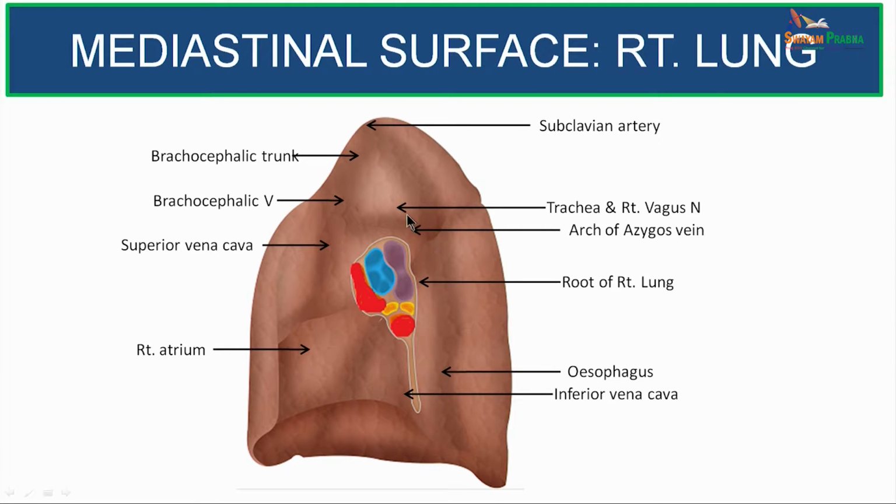Now, above the arch of the hilum, there is an impression which is formed by the arch of the azygos vein as it proceeds to open into the superior vena cava. And just above this arch, in the central region, there is the impression formed by the trachea and the vagus. Behind the pulmonary ligament, we have the impression created by the esophagus.